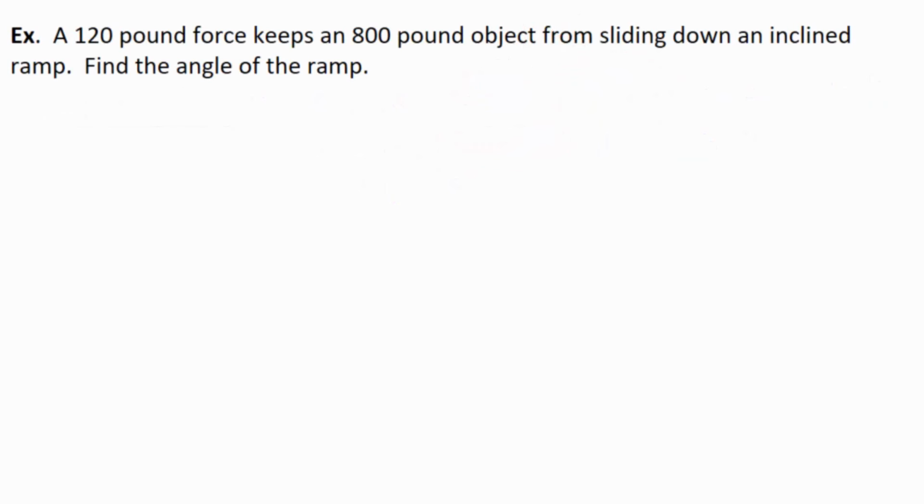In this example, a 120-pound force keeps an 800-pound object from sliding down an inclined ramp. Find the angle of the ramp. So these problems are intimidating at first until you realize you draw them all the exact same way. So stick with me while I draw this out, and then I'll show you that they all kind of work the same way. So you're going to draw the horizontal.